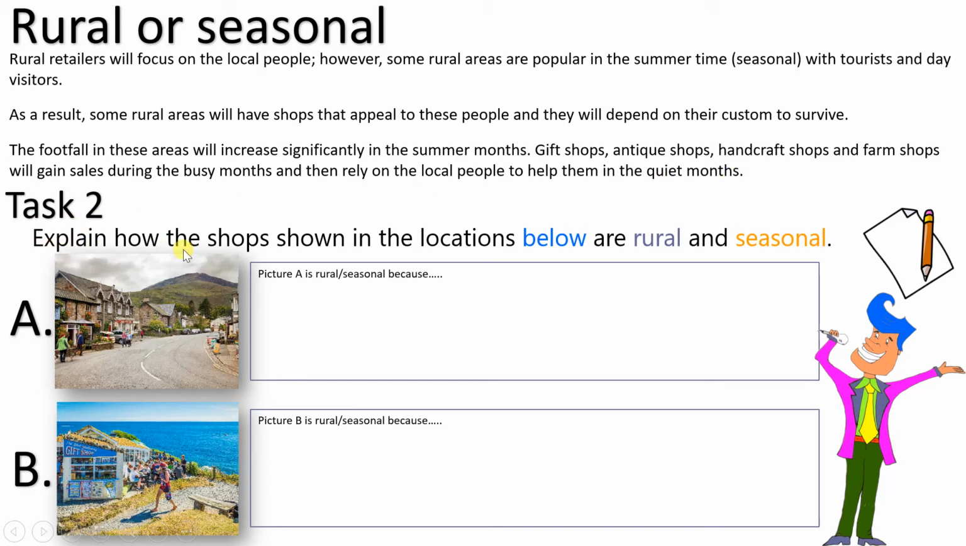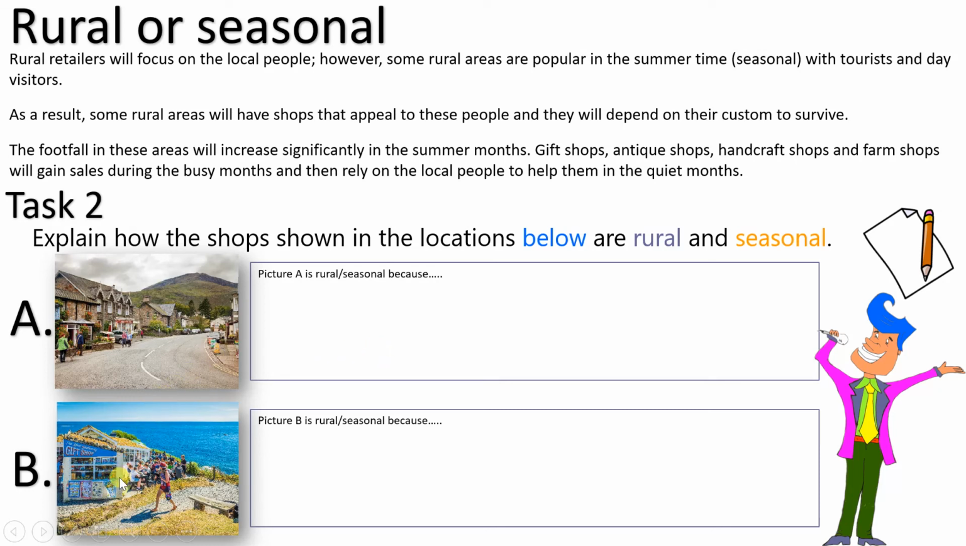Task 2. Explain how the shops shown in the location below, those 2 photographs on the left, A and B, explain how these shops are rural and seasonal. So picture A, you need to write your answer in the box on the right. So what you need to do is look at the picture and describe what you see. Describe the geographic location, describe perhaps how many cars are there, describe how people are getting about. These things will lead you to make a decision whether it's rural or seasonal.